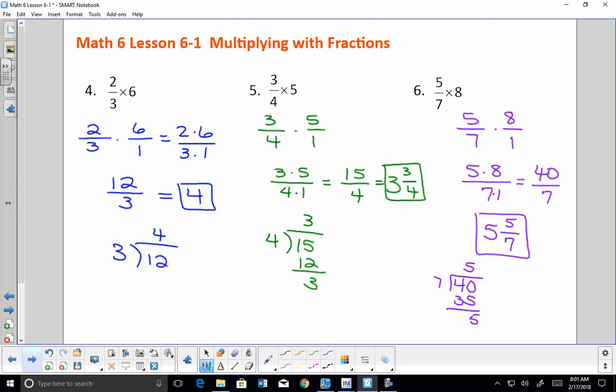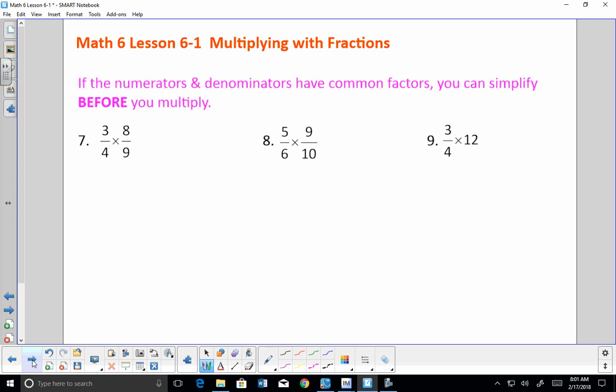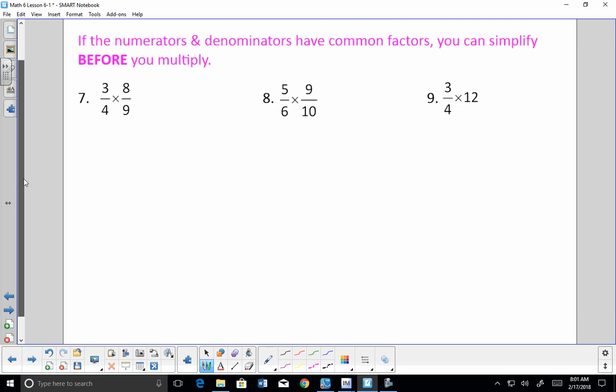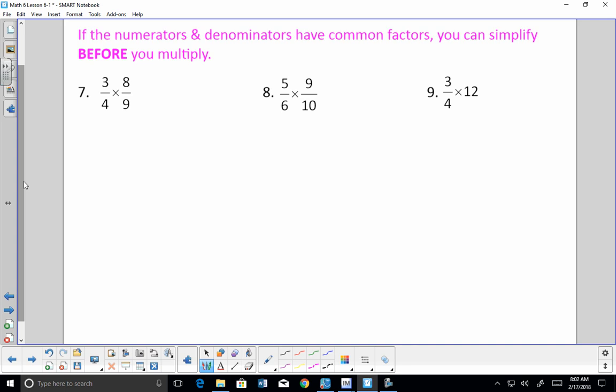Now there's this nifty little trick that you can do with multiplication that you could not do with addition and subtraction. If your numerators and denominators have common factors, you can simplify before you multiply. We call this cross-canceling, which is different than cross-multiplication. This is called cross-canceling because you're going across from the top to the bottom. So if I take a look at the problem 3/4 times 8/9, I know that 3 divides into 9.